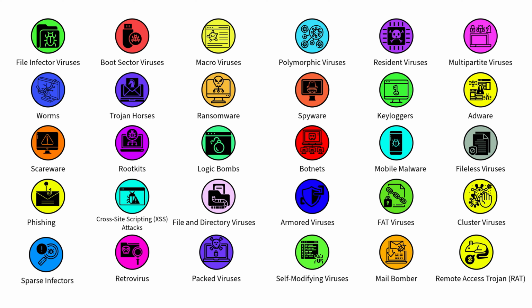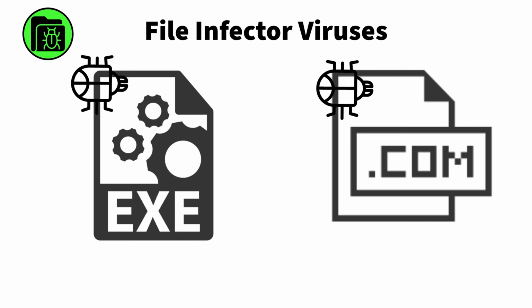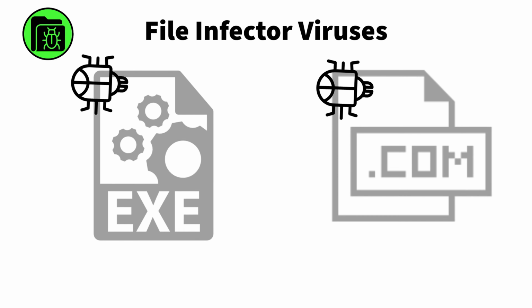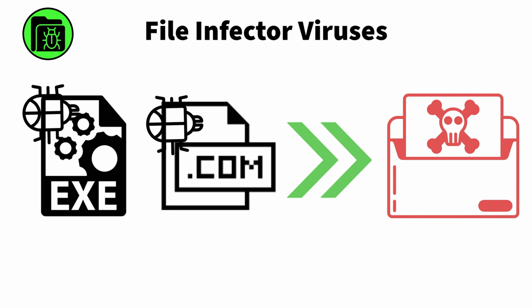Today we will be explaining every computer virus. Let's get started. File infector viruses. These viruses attach themselves to executable files, such as .exe or .com files, and activate when the infected file is executed. Once activated, they can infect other files on the same computer or network.